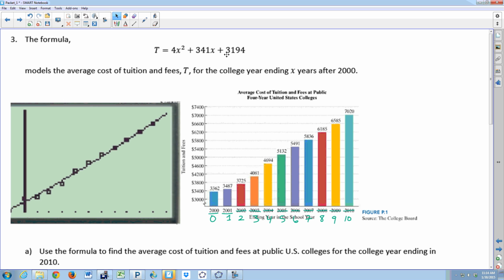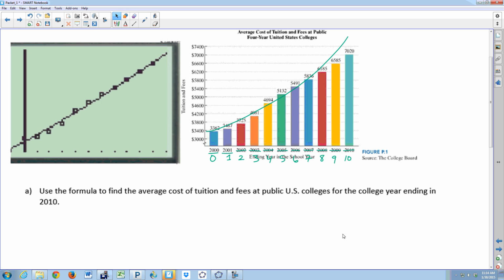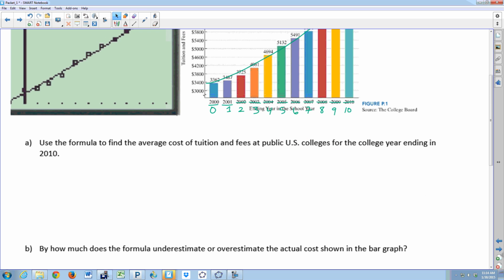Okay, and we're going to talk about this a lot in this class, how to find these equations and what to do. But for right now, I just wanted to show you that it sort of is like doing something like that right near your data. That's not exactly this curve, but it's close. All right, so here's our model right here. T equals 4x squared plus 341x plus 3194.